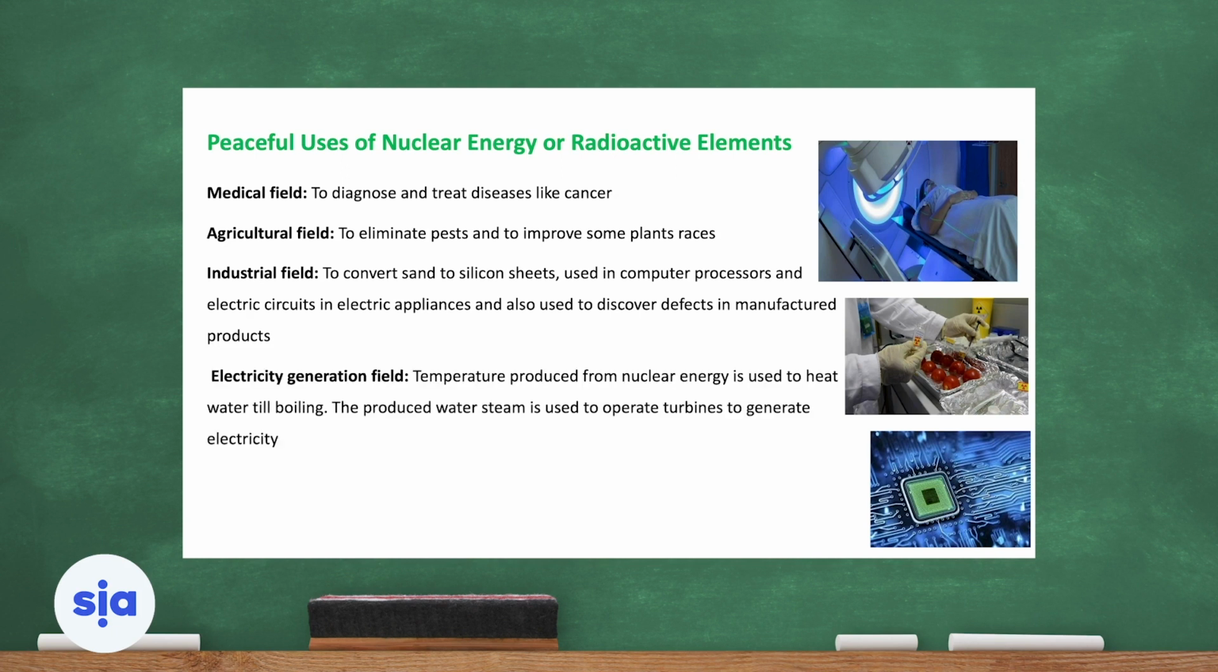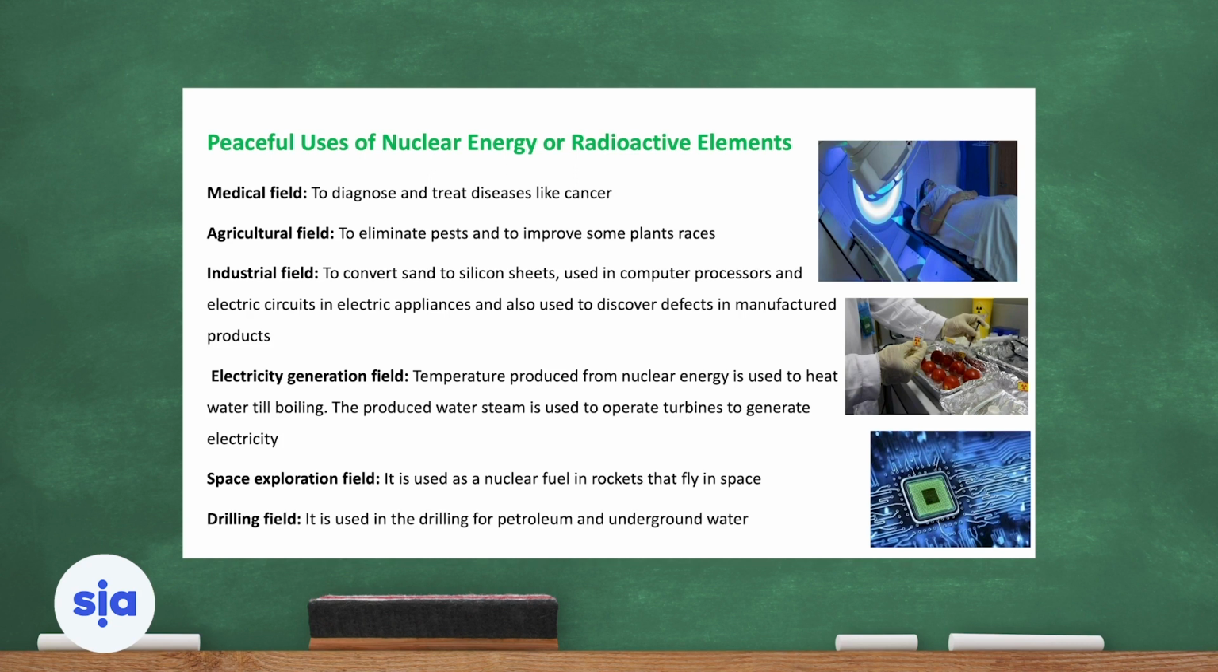In the electricity generation field, where we can use the nuclear energy to boil water. And when the water boils, the produced water steam is used to operate turbines to generate electricity. Space exploration field, and it's used as a nuclear fuel in rockets that fly in space. The last one is in drilling field for petroleum and underground water. So these are the peaceful uses of nuclear energy or the radioactive elements.